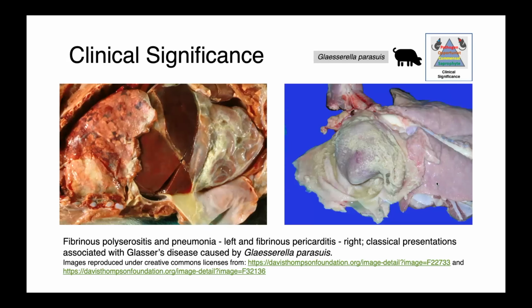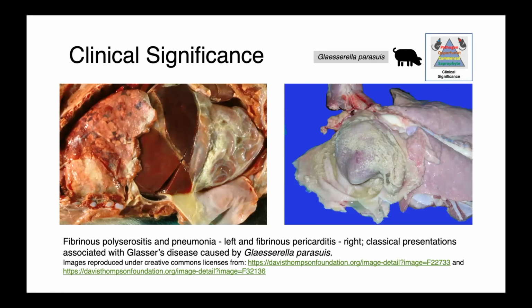So here we have our fibrinous polyserositis and pneumonia, so inflammation of multiple serosal surfaces. You can see all this fibrinous material accumulating on the surface of the organ, so it kind of has this fried egg consistency. And I think you can see that there's perhaps some consolidation within the lung, some congestion, and perhaps atelectasis. On the right, you can see fibrinous pericarditis. So again, this very thick layer of fibrinous material covering the heart.